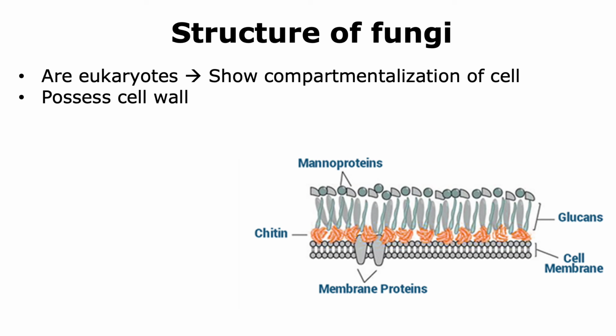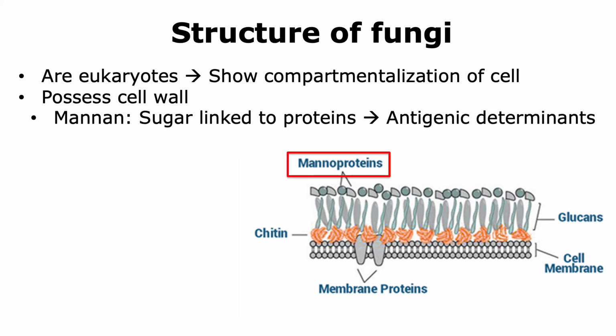Fungi also have a cell wall, and so it is the exteriormost part of the organism. The cell wall is made up of different components. The first one we're going to look at are the mannans. Mannans are also called as mannoproteins, and they're basically proteins that have predominantly the mannose sugar associated with them. Mannans can function as antigenic determinants, which basically means that our immune system is able to recognize these mannoproteins and mount immune responses against it.